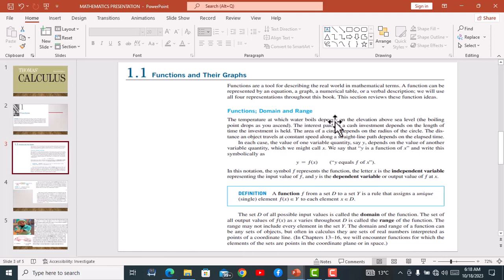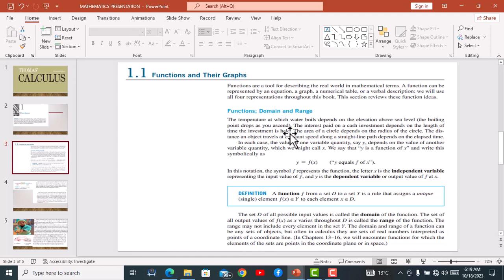He says that the temperature at which water boils depends on the elevation above sea level, which is the boiling point, drops as you ascend. We are going to look at physics because she's also doing physics, and we will deal with all these things. Maybe when we have time, we will deal with classical mechanics before we move to quantum physics, because it is impossible to understand quantum if you don't understand the classical view. So we will be looking at all that, but let's just read for the sake of gathering some information.